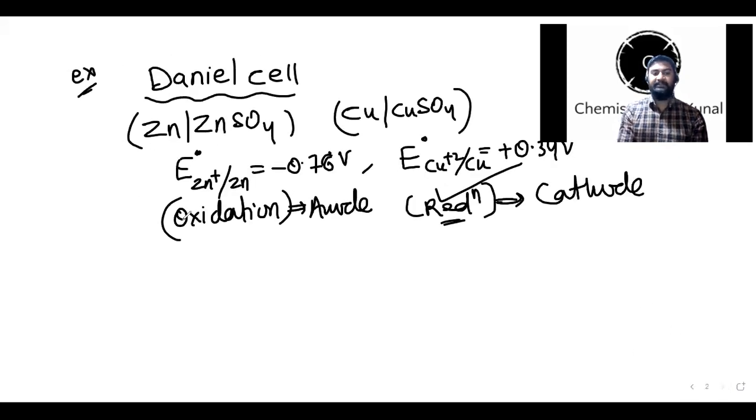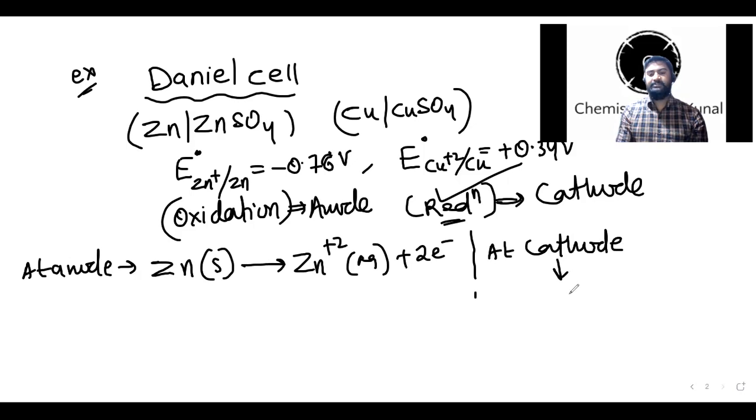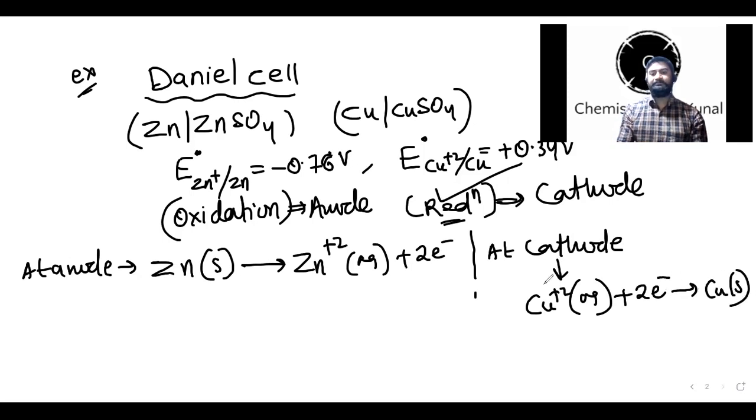So first let's look at the chemical reactions. Zinc solid is a metal, right? It converts to zinc 2 plus aqueous ion and 2 electrons. This is the equation at the anode. What is the equation at the cathode? At the cathode, copper 2 plus aqueous gains 2 electrons to become copper solid. So just look at this.